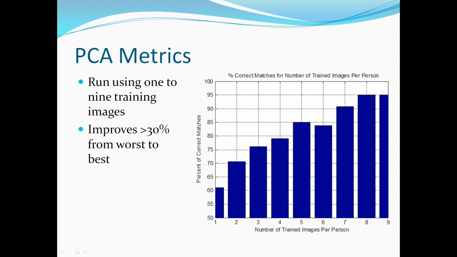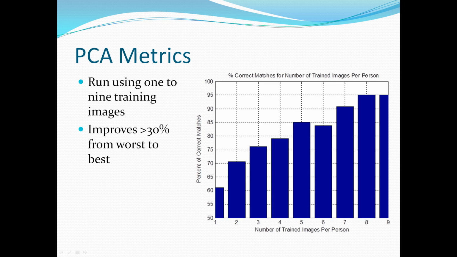After running the metrics macro from the GUI, the following data was returned showing the percentage of correct matches given a certain number of training images used per person. As initially expected, as the number of training images used increased, the best match percentage increases as well. In fact, there's a greater than 30% increase from the worst case to best case.